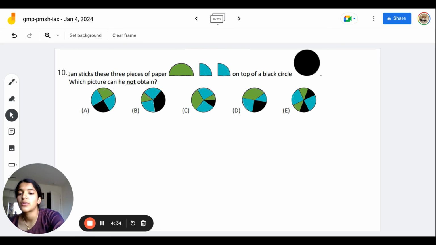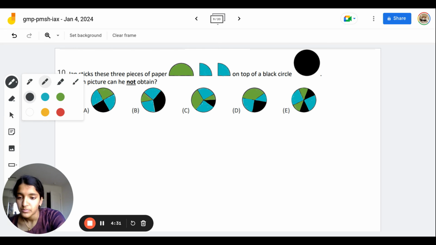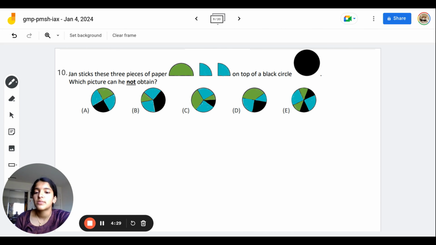So let's just start with option A. So we see the pictures, and we know that the green paper is a semicircle. So if it wants to show up over there, the semicircle can be kind of like this. This would be the semicircle. And then we would put these 2 quarter circles over here and here. And this picture could totally be made. So A is not the answer.